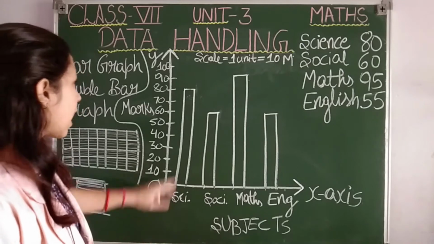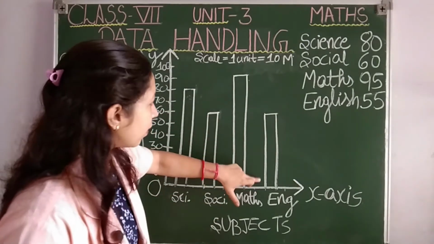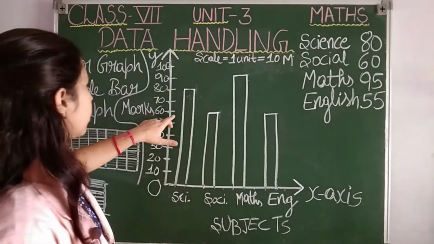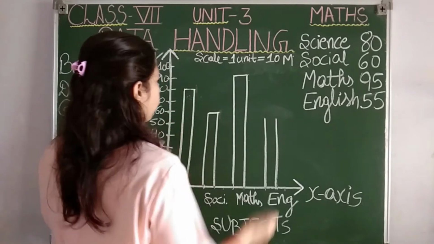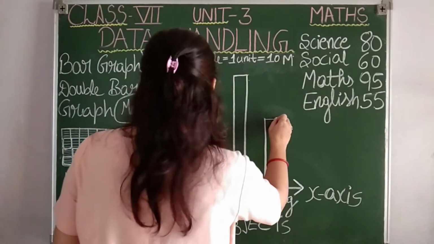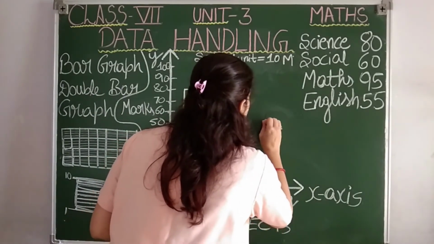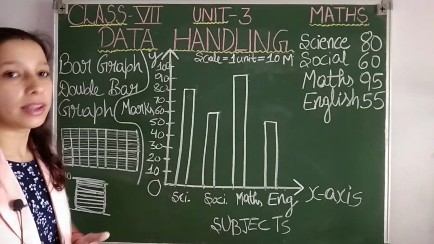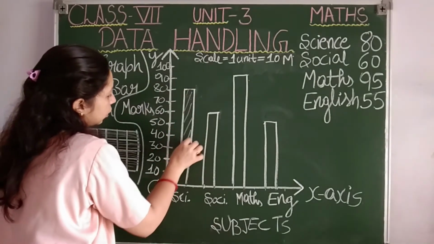Okay, now see, science 80 marks, social 60 marks, maths 95, English it is going 55. Sorry, I have taken this up to 60. Between 50 and 60 we have to take it. So here I can mark it, okay. So this is our marks for English. And our graph is ready, students. You can shade the bar if you want. Okay, you can do such shading.